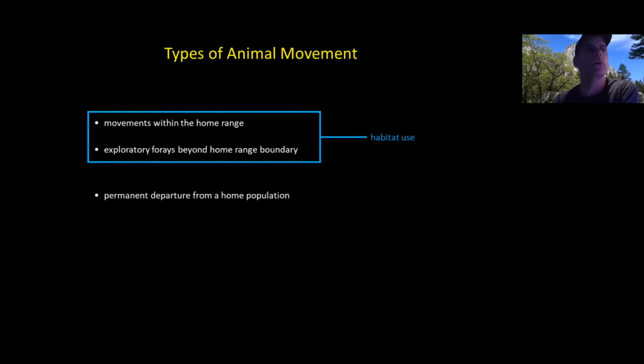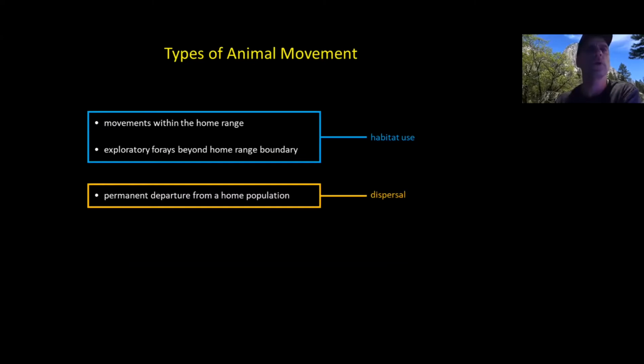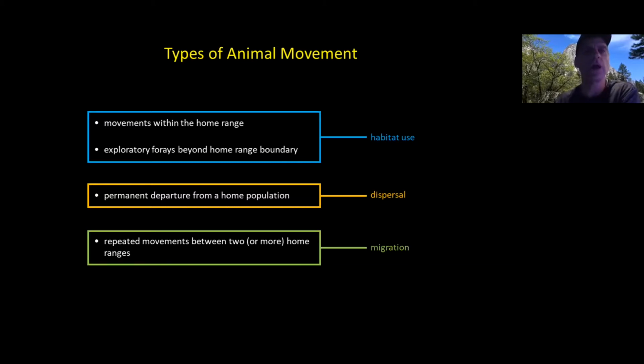Then there's a permanent departure from a home population or a natal area. This is considered dispersal. Usually it's a one-time event and is done primarily at the juvenile stage. And then there are repeated movements between two or more home ranges. These movements are typically seasonal, and these are migration, and these are the types of movements that we're concerned with in this study.